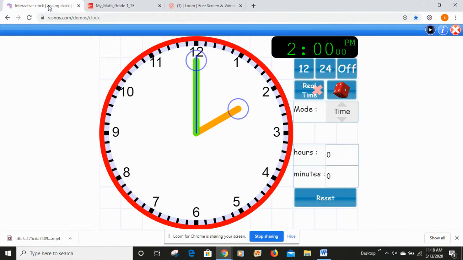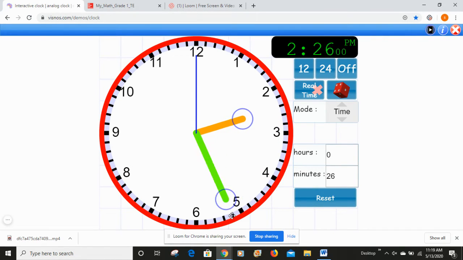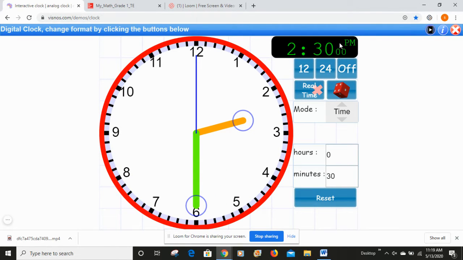And we can look on a clock like this one, because on this one, the hands do move. So if the hand is straight up, it is on the hour, 2 o'clock. And if I move that, you can see I'm moving it one of those little marks at a time. And they're counting up on the digital clock. There's 5 minutes, and there's 10, 15, 20, 25, 30 minutes. So I see the time 2:30.